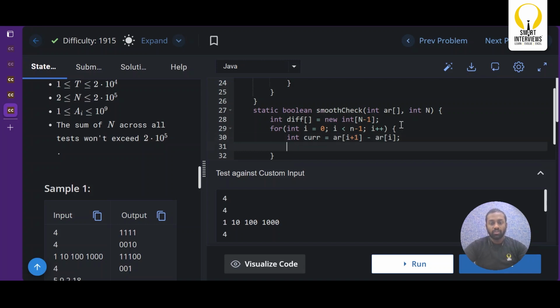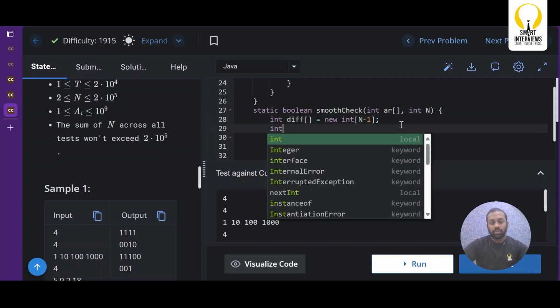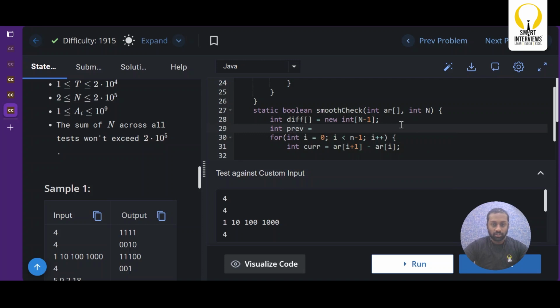So int current difference. What should I compare this current difference with? I need to check if the current difference is strictly greater than the previous difference. Do I have a previous difference? No. So let's take the previous difference. It is going to be set by default, since I do not have any differences as of now. I'll take it as Integer.MIN_VALUE, because any difference that comes in can be greater than this min value difference.